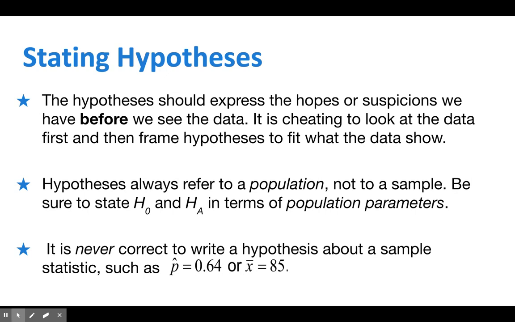Hypotheses always refer to a population, not the sample. Make sure you state the null and the alternative hypothesis in terms of the population parameters. And again, for that reason, it's never correct to write a hypothesis about a sample statistic. So for these, you're never going to use p hat or x bar when you're writing your hypotheses. Always p or mu.